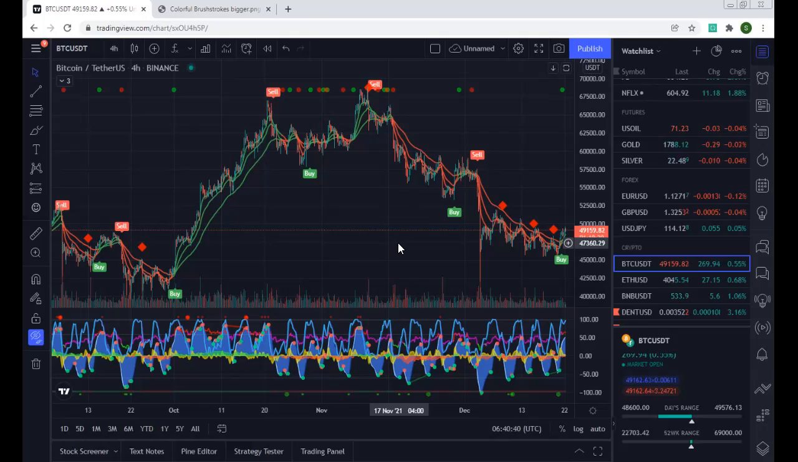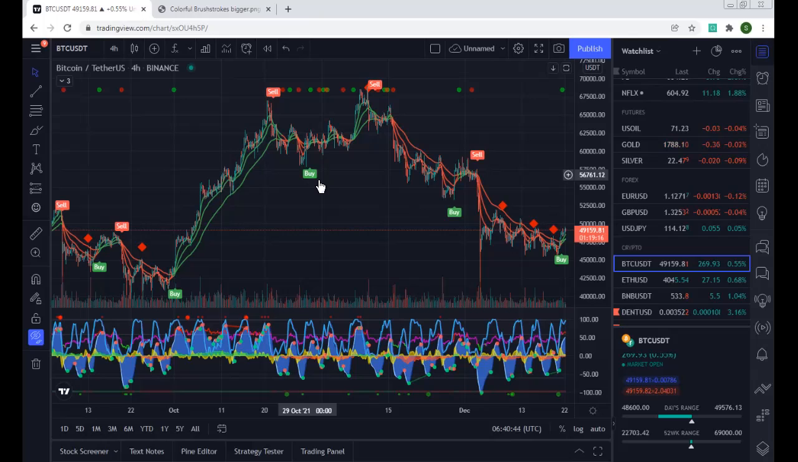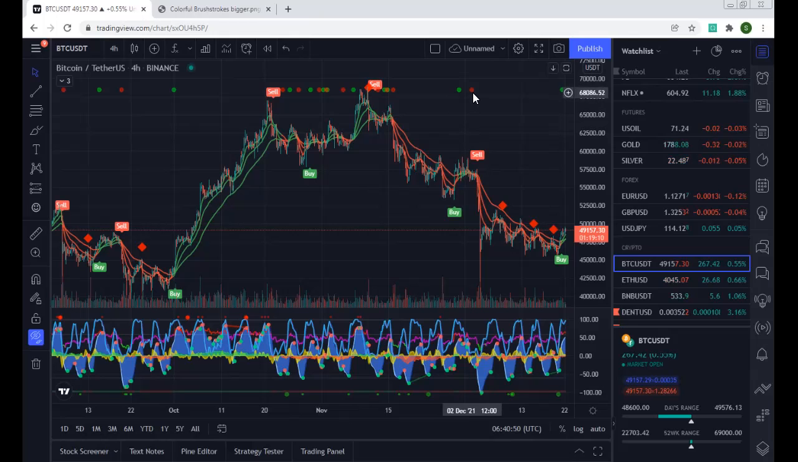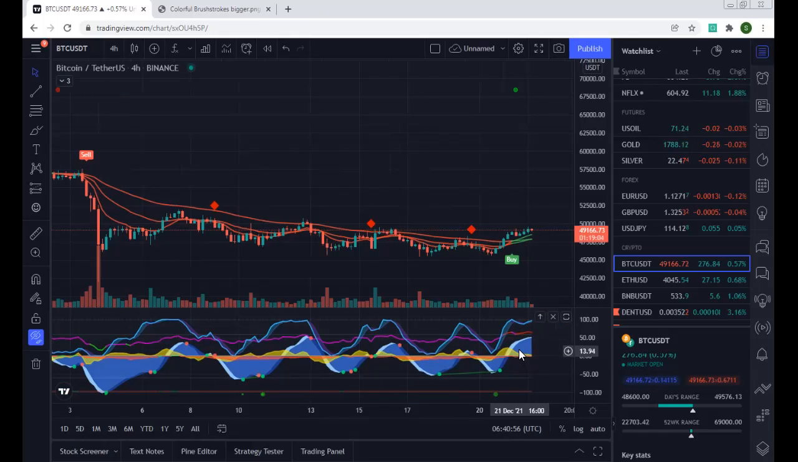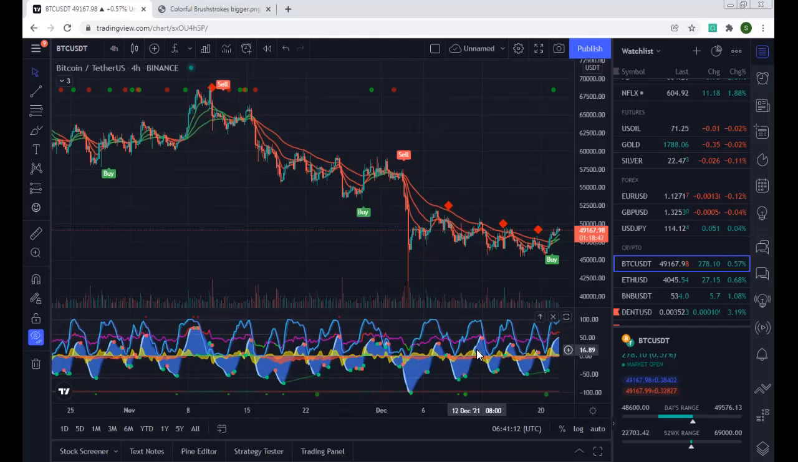So we put everything together. We put the super trend indicators together with the flipping band indicator, together with the buy sell indicators, together with the VMC Cipher B indicator. So it's a pretty simple setup.